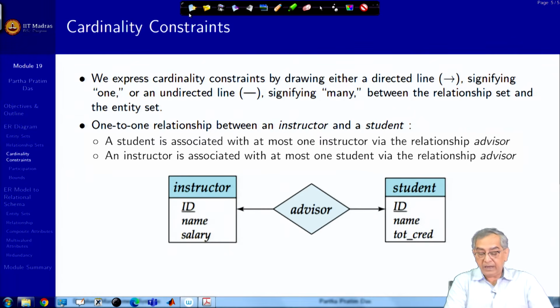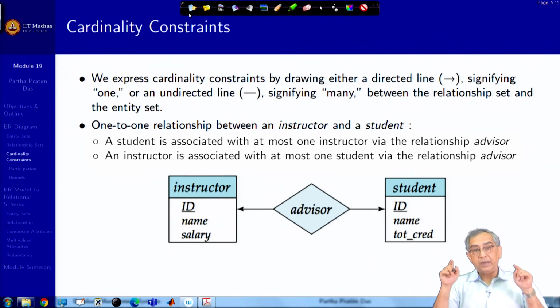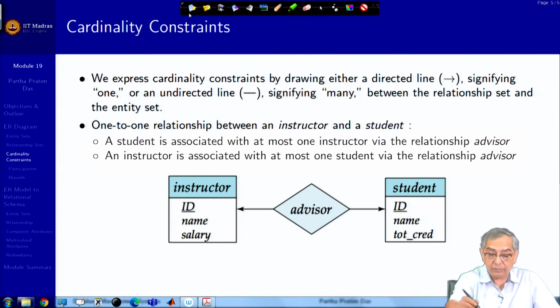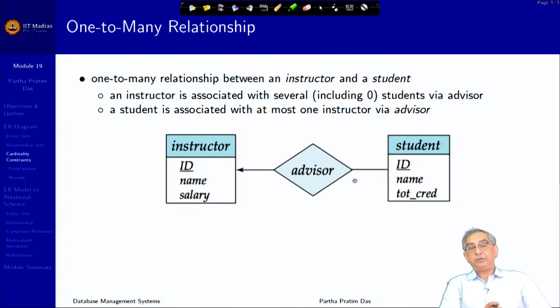So, you can very easily understand that it is saying that advisor is a relationship between instructor and student, and it is one to one, which means every instructor has only one student and every student has only one instructor. That is what is being said. So, if I do, which is more typical, one to many, every instructor will have many students as advisees, whereas every student will have a unique one. So, you have to see which side that arrow is. The arrow is on the left side. So, instructor is one, student will be many.